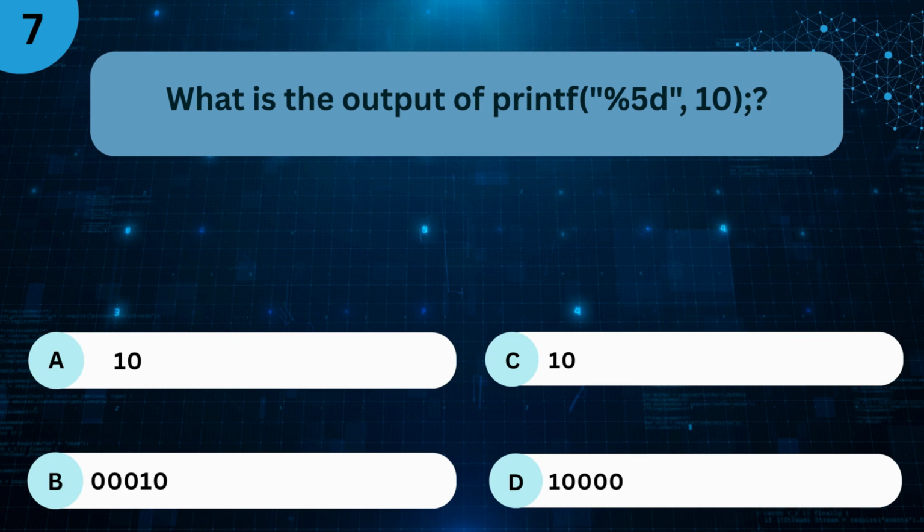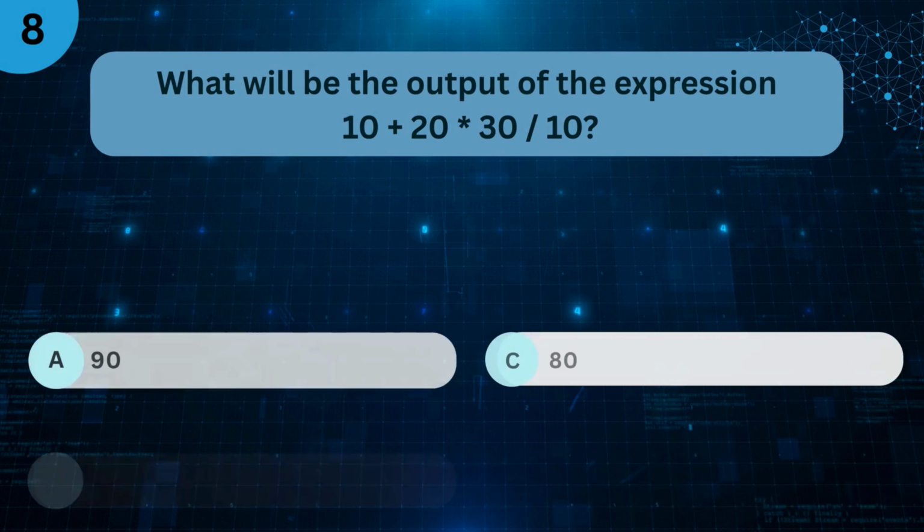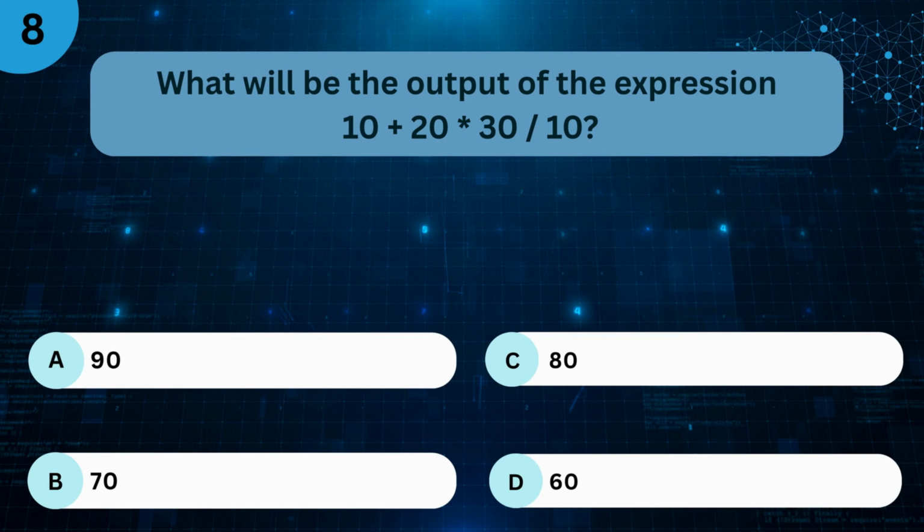%5d, 10. A. Space 10. B. 00010. C. 10. D. 10,000. The right answer is A. Space 10. What will be the output of the expression 10 + 20 * 30 / 10?